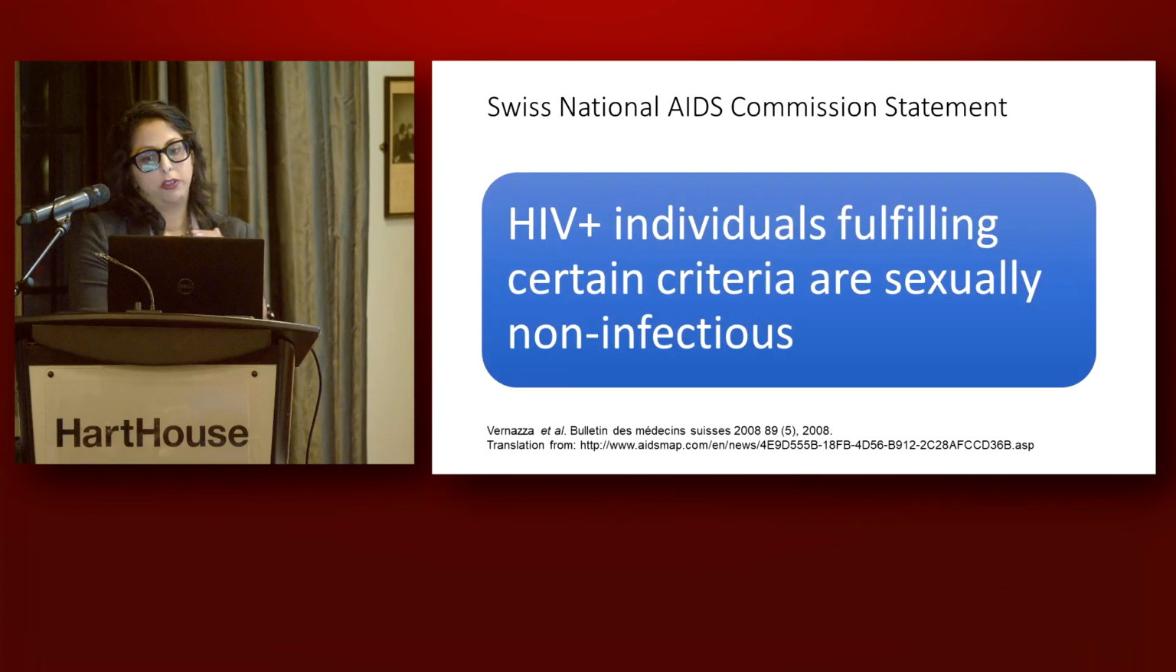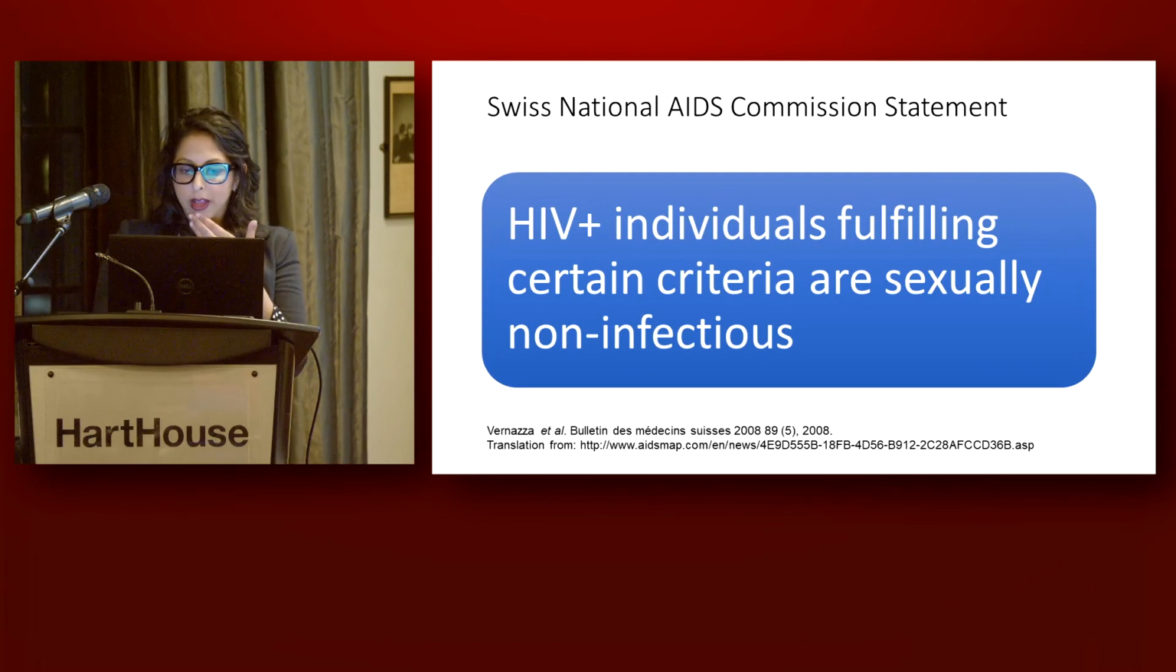So the path to U equals U, the very first bit of information that I'll share is the Swiss AIDS Commission statement from 2008. This is the first time people started talking about this idea that people living with HIV who fulfill certain criteria are sexually non-infectious. Those criteria included that the person was under the care of a physician, was taking antiretrovirals, had been undetectable for at least 6 months, and hadn't had any other sexually transmitted infections at the time.